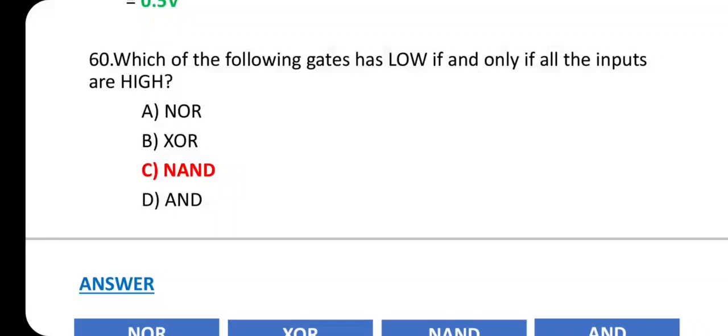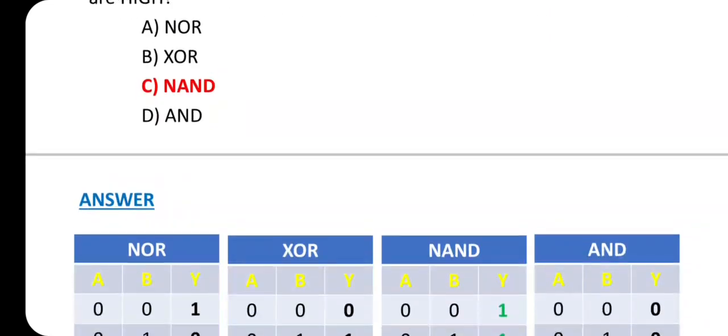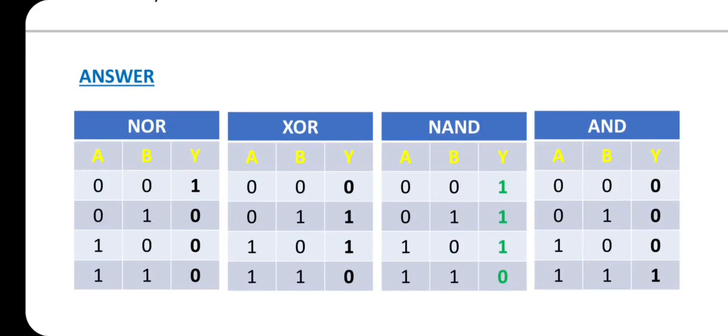The last question of this video is the 60th one. Which of the following gates has low output if and only if all the inputs are high? Answer is option C, NAND gate. Consider the other options. NOR gate has high output when A and B are 0. For all other conditions, the output is 0.